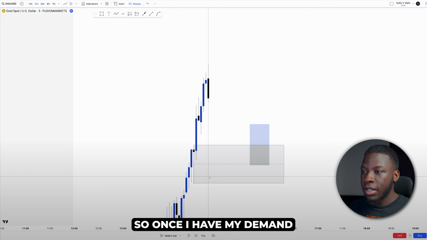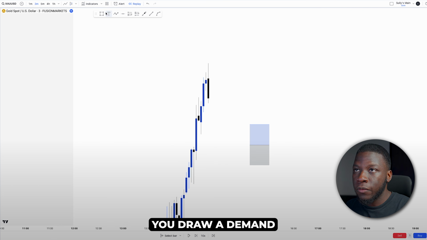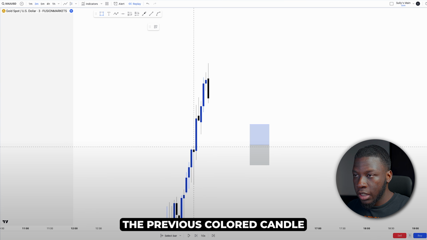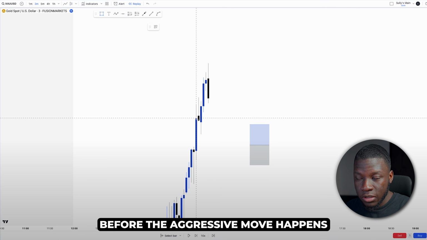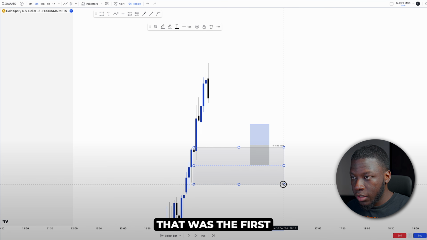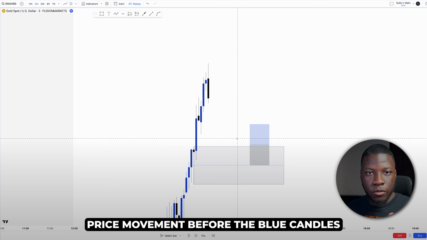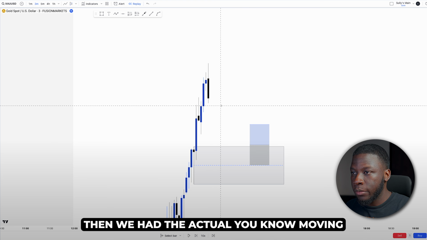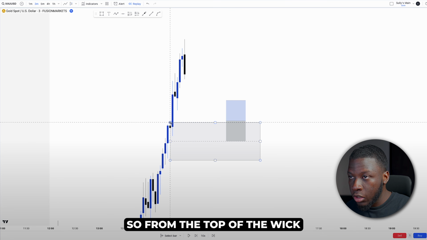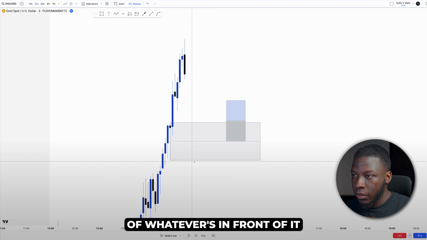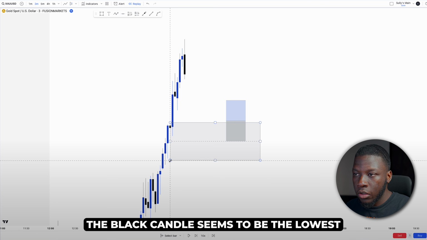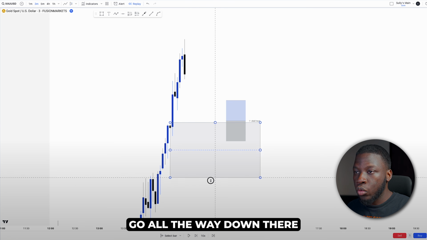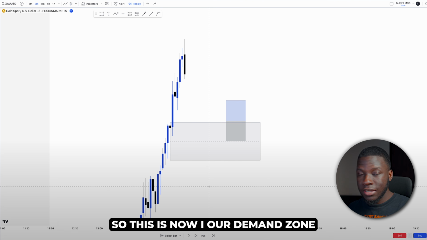It's valid for me. So once I have my demand, how do you draw your demand? You draw your demand from the previous colored candle. So as a demand, for example, right here, the previous colored candle is the black candle, before the aggressive move happens. That was the first opposite price movement before the blue candles. So we had the black, then blue, blue, blue, then we had the actual movement that we're looking for. That zone, from the top of the wick all the way to the bottom of whatever's in front of it. In this case, the black candle seems to be the lowest, so we just draw it that way. If this blue wick was all the way down here, then this zone would also go all the way down there. But in this case, it doesn't.